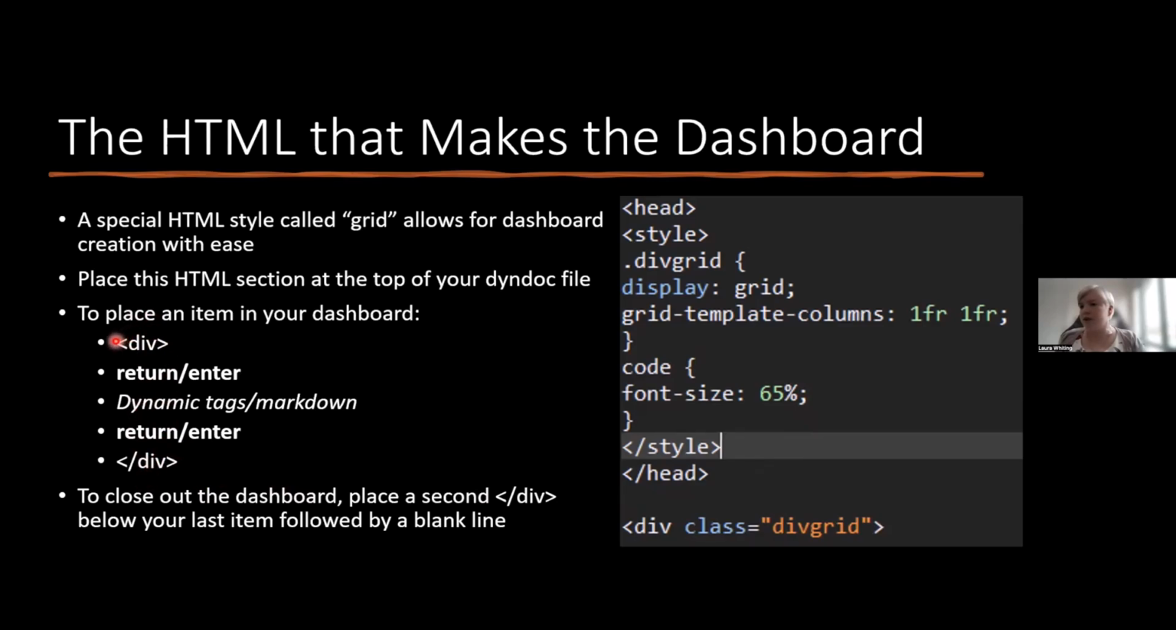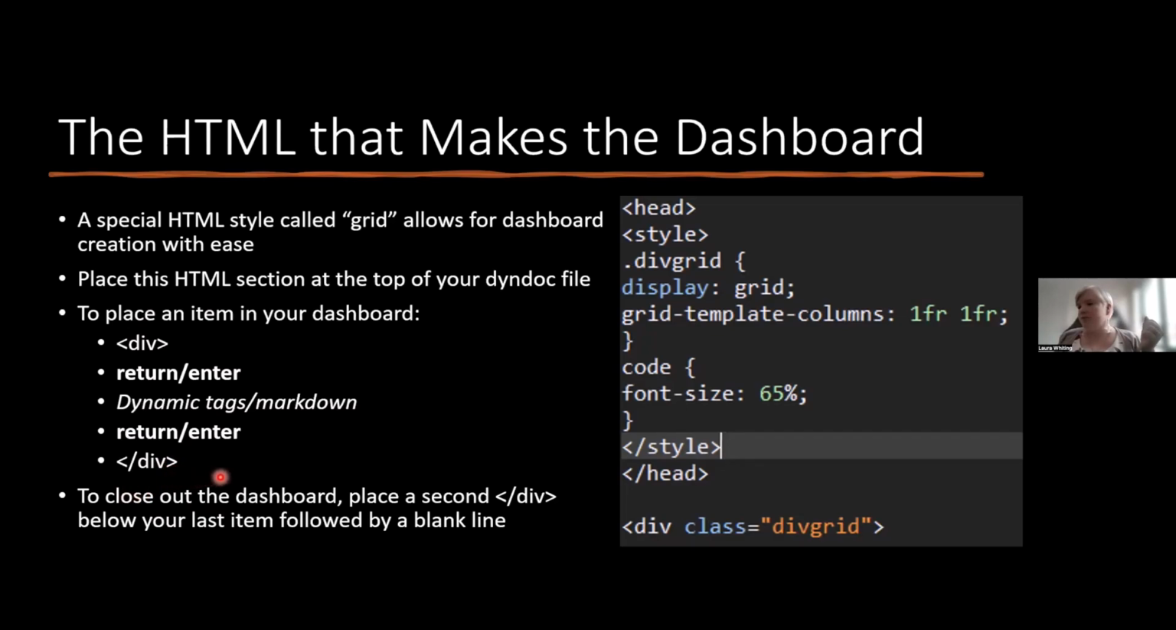So you start with an opening div, you give a space or a return line, you then put in the dynamic tags or the markdown syntax that you want to go in that block. Once you've done all that, you give another space, and then you close out the div with the /div. And you can put as many of these items in as you like, and they will all populate into a grid format like a dashboard.